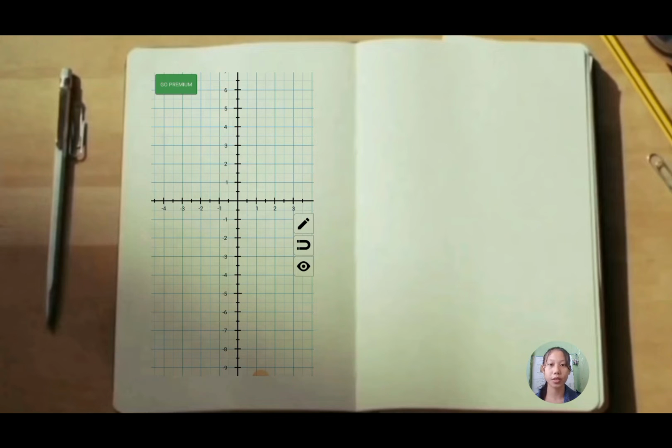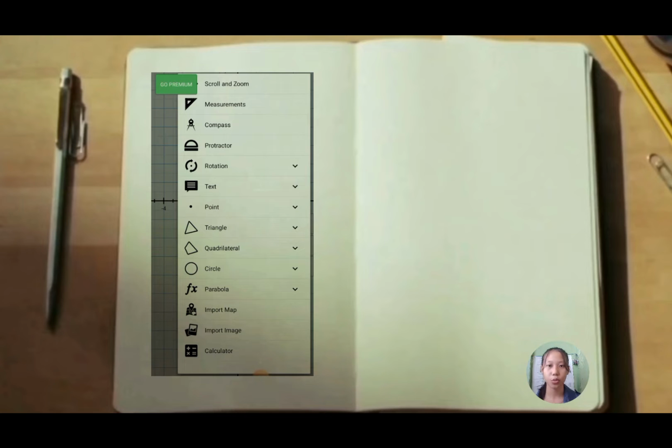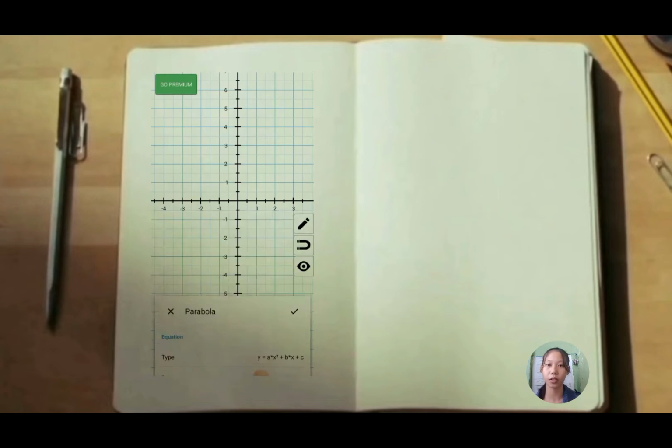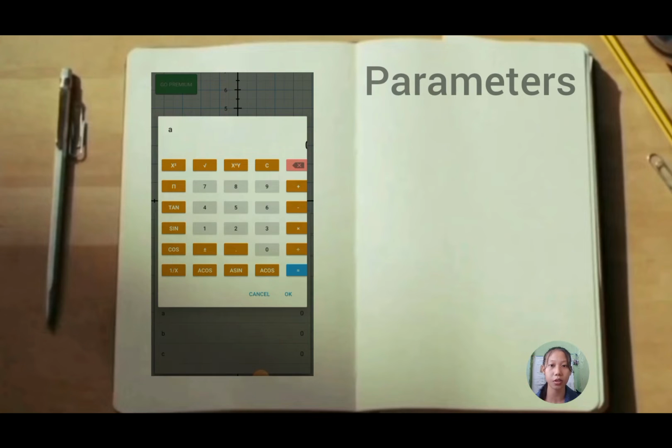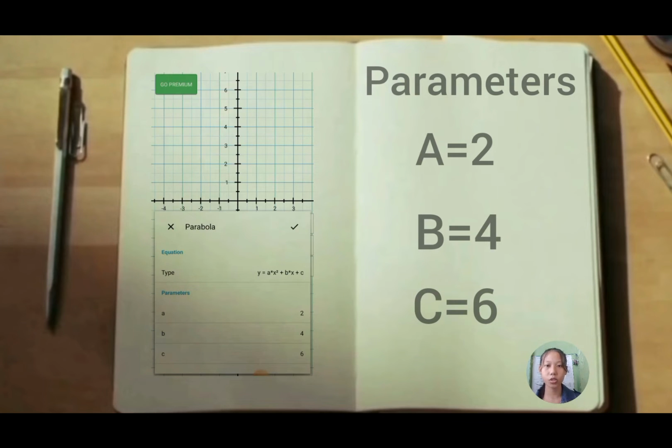Let's try another example. Let's try the parabola example. The parabola tool. Okay. Let's say we have parameter A equal to 2, parameter B equal to 4, and parameter C equal to 6. The same as what we did in the last example.